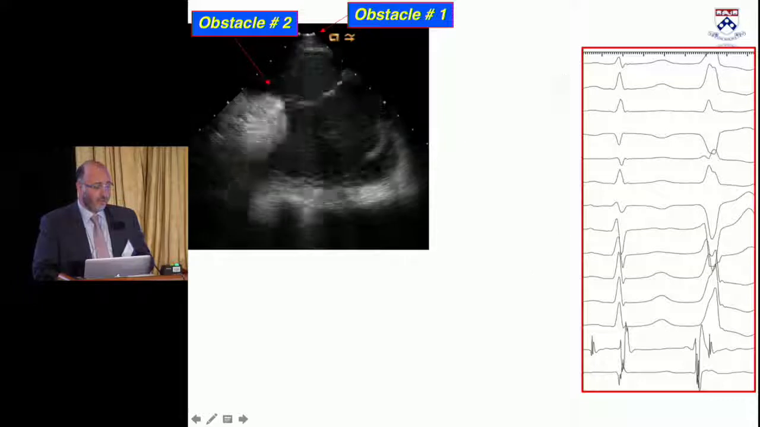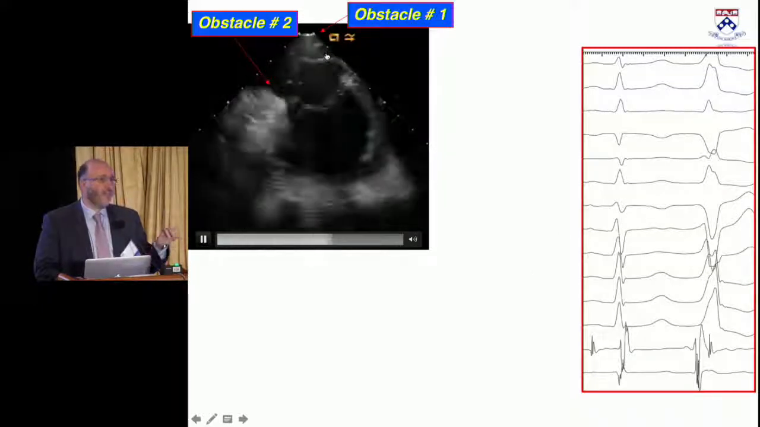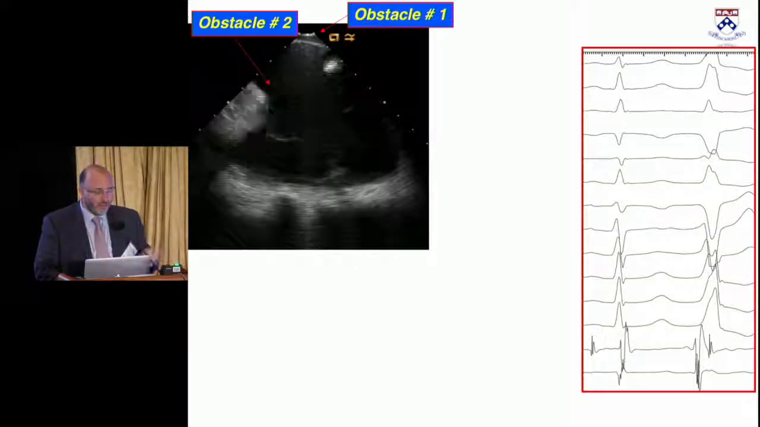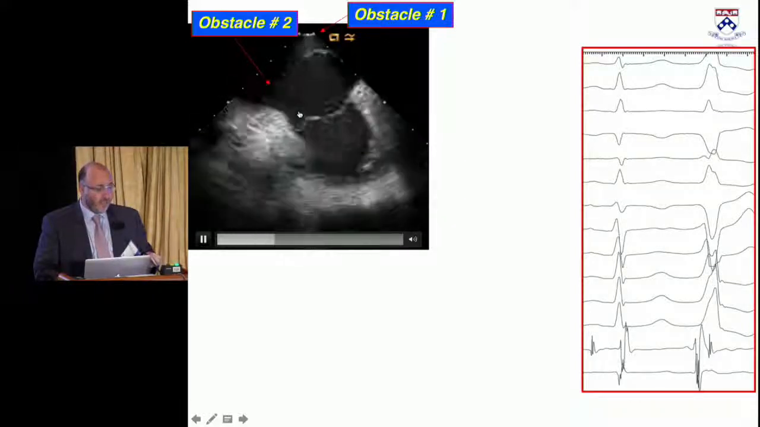what your obstacles are. This thing here, the Eustachian ridge, is very variable in every patient. This is your first stop sign to get into the right atrium. If you have a huge Eustachian ridge, you cannot get good contact in this area. And your second obstacle is the tricuspid valve.